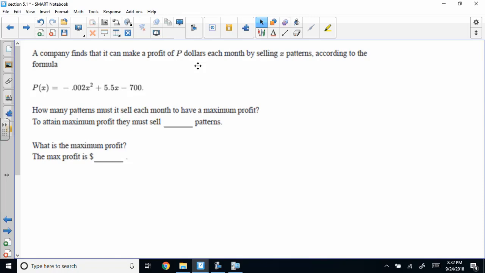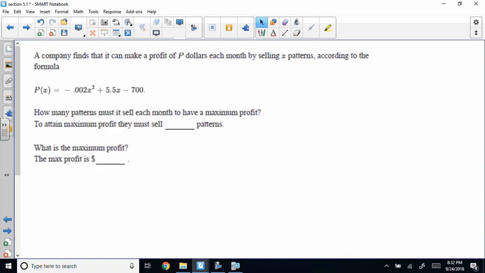We're going to do it anyway. So a company finds it can make a profit, P dollars, each month by selling x patterns. According to the formula, P of x equals negative 0.002x squared plus 5.5x minus 700. How many patterns must it sell each month to have a maximum profit? To obtain maximum profit, they must sell blank patterns. And what is the maximum profit?